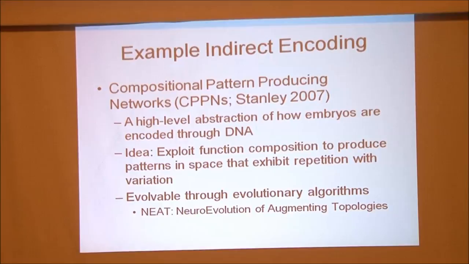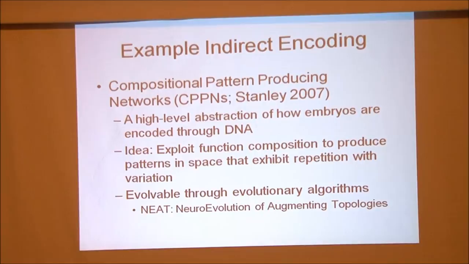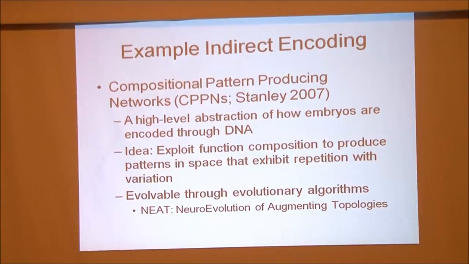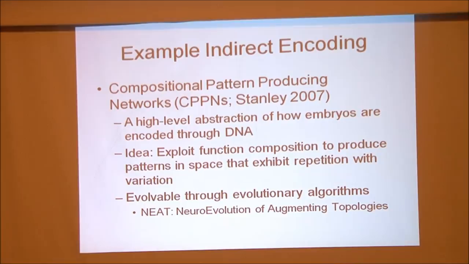So what I'm doing with the second half of this talk, I'd like to just give you an example of an indirect encoding. There is more than one. People have been developing these for a long time now. But I'm going to show you one, of course, from my own research group, called Computational Pattern Producing Networks, and just give you hopefully a taste of why it's interesting to explore this kind of problem of encoding.